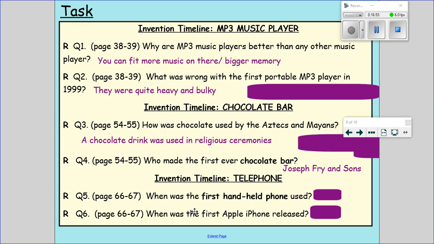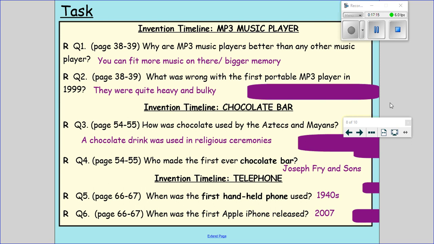Question number 5, when was the first handheld phone used? It was in the 1940s, or I'll accept during the war or World War II. And then question number 6, when was the first Apple iPhone released? And it was in 2007. So well done. Tick it off, or just purple pen correct if you need to.